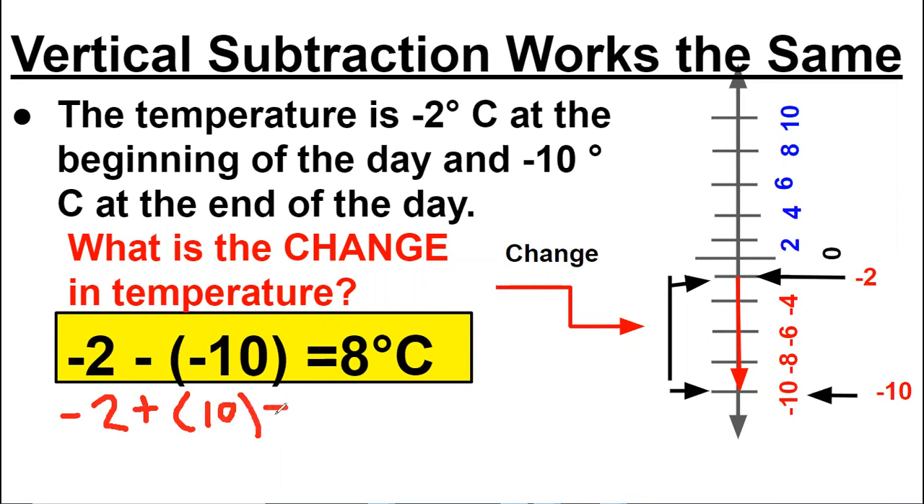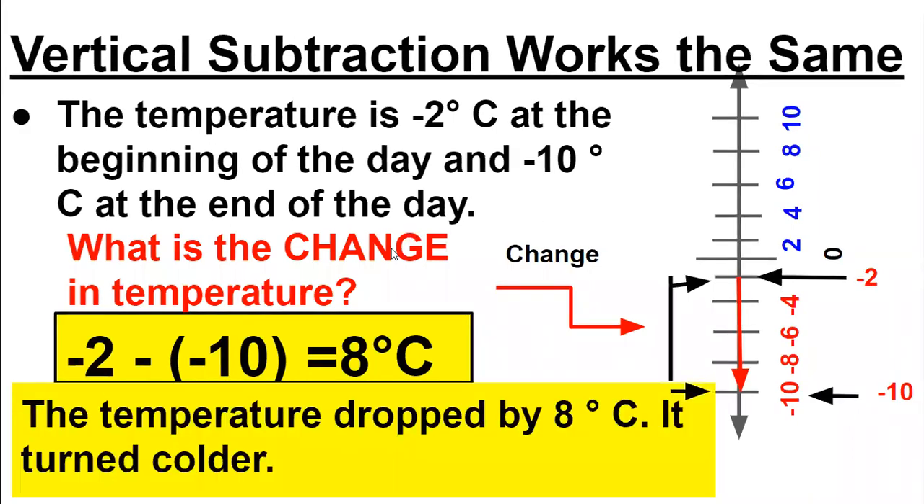And now I think of it in terms of money. I owe $2, but I have 10 in my pocket. When I pay my debt, yes, I'm still going to have $8 in my pocket. So let's clear and bring that up. The temperature dropped by 8 degrees Celsius. It turned colder. Keep that in mind as you're doing these.